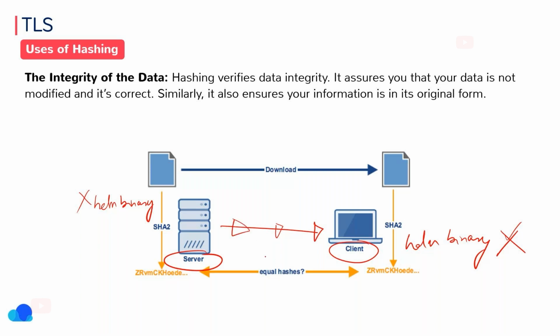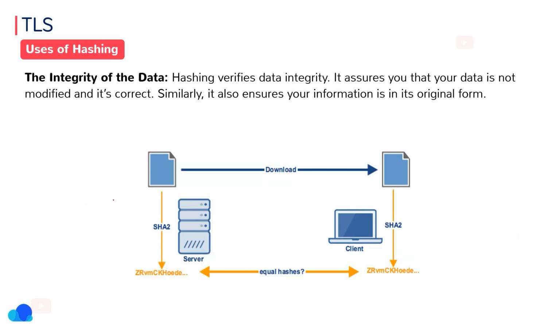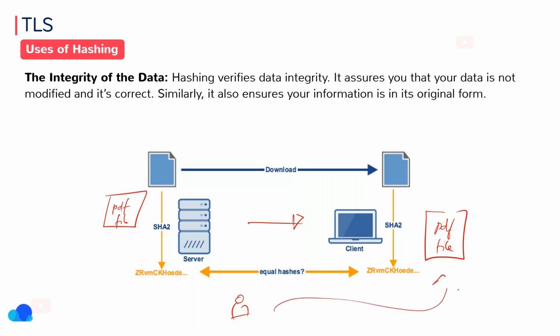Or let's assume you have a PDF file that you're trying to download from the server. You download it, but how do I know that this PDF file is downloaded without any modification? What if some hacker modified it while I'm downloading, and gave his own PDF file which is full of malware or something like that?